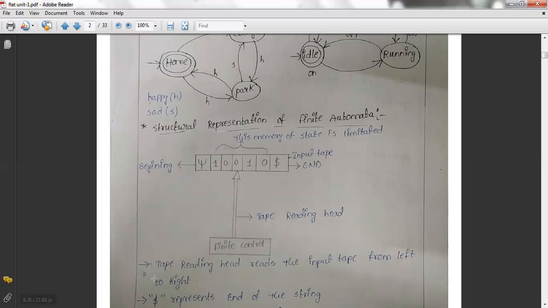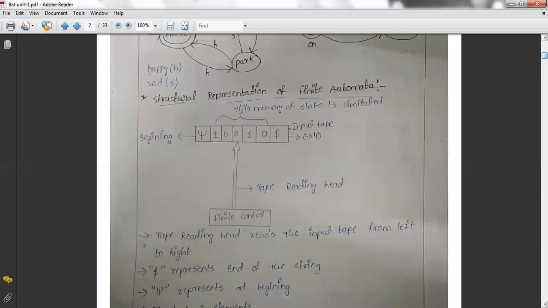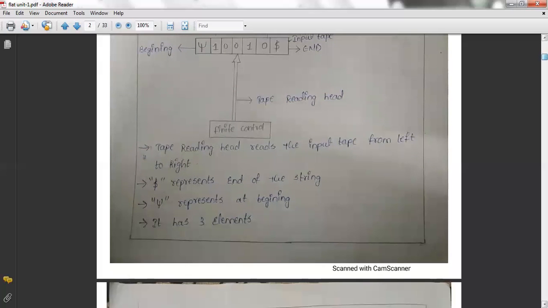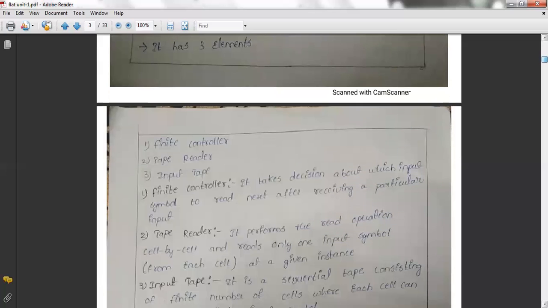The tape reading head reads the input tape from left to right. It always reads from left to right here. Dollar represents the end of the string, and the other symbol represents the beginning of the string. It has three elements. What are those? The finite controller, tape reader, and input tape.